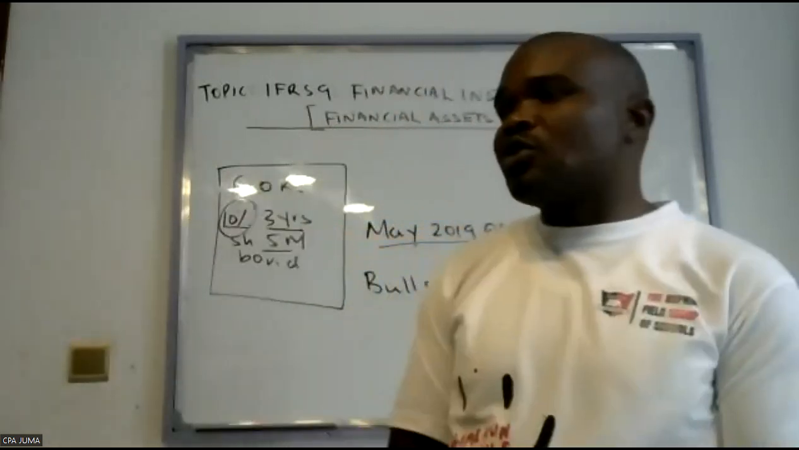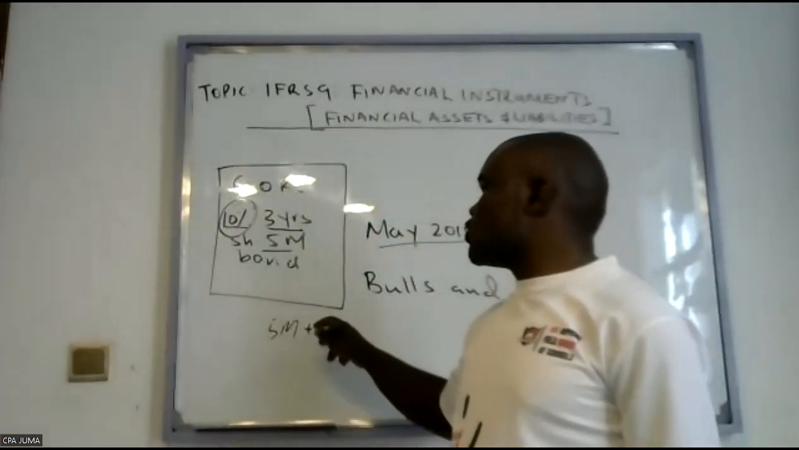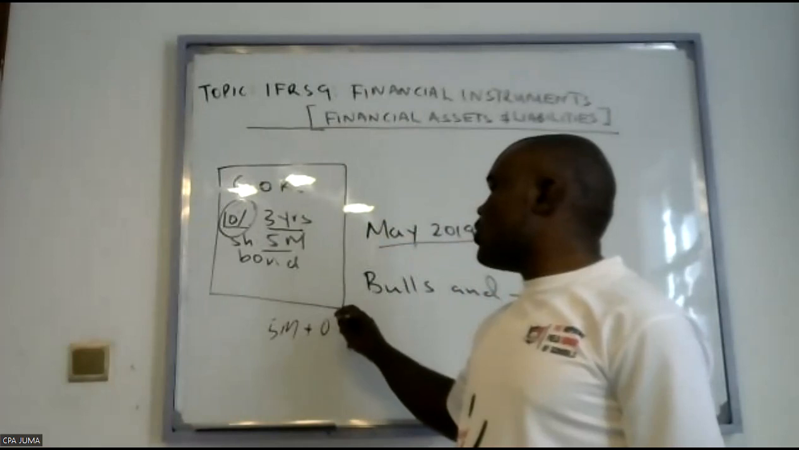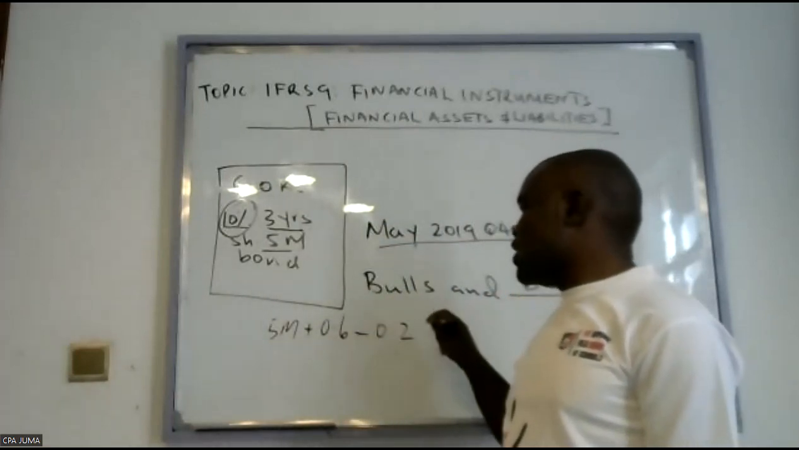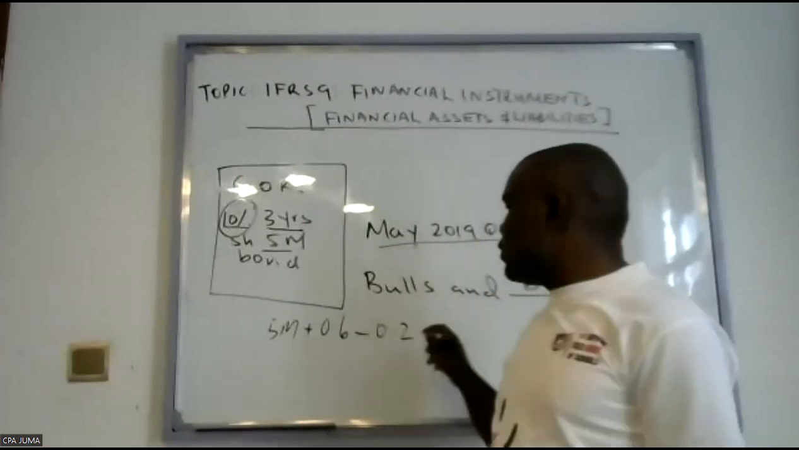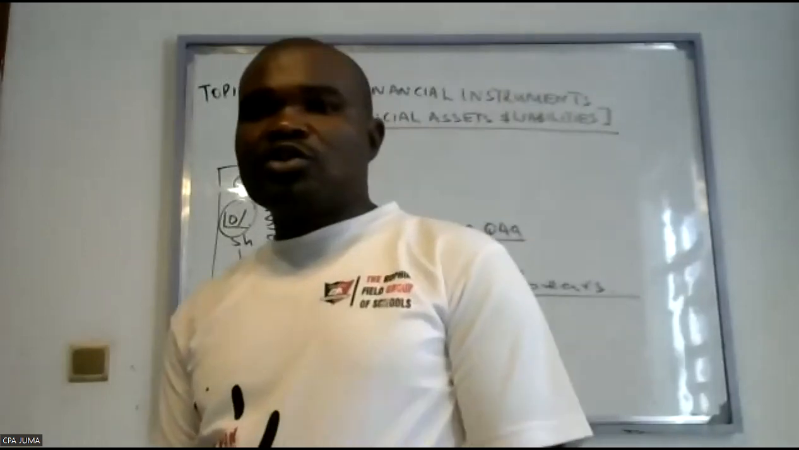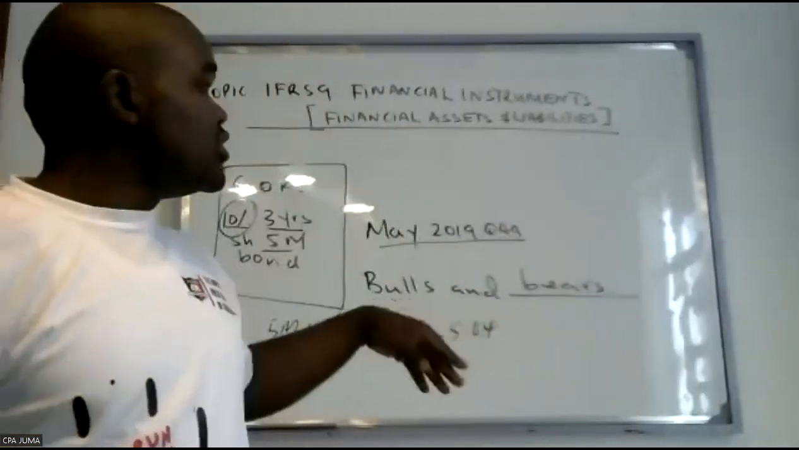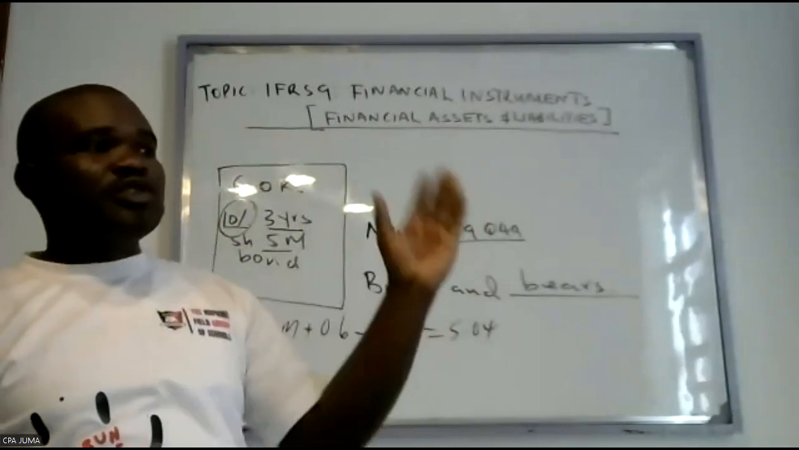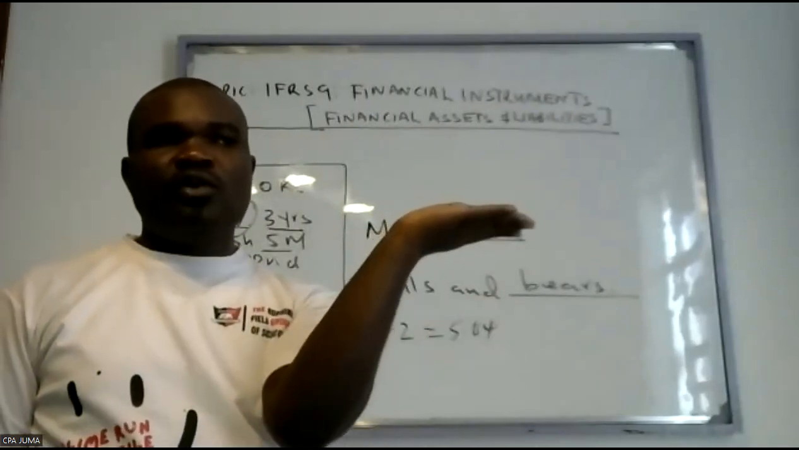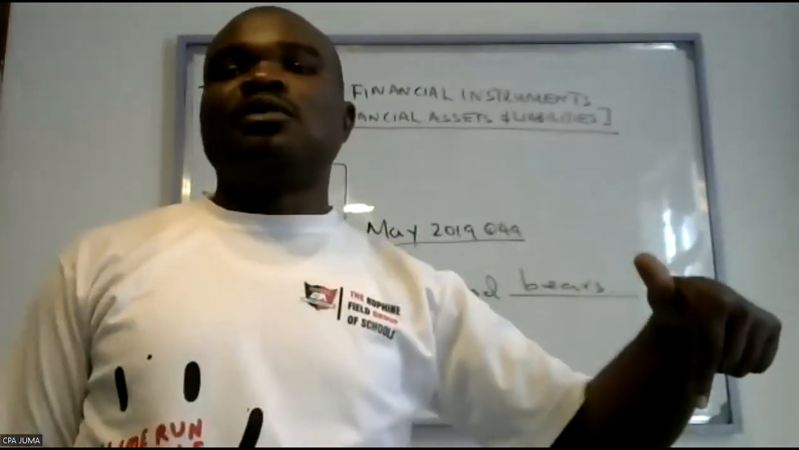So to get the amortized cost, you'll say it is 5 million plus the cost of financing, maybe 0.6, minus the actual interest which has been paid, 0.2. So the value of the outstanding is 5.04. So the 5.04 here is the amortized cost. So amortized cost is when you have increased the value of the bond with the market capitalization minus the actual interest which has been paid.